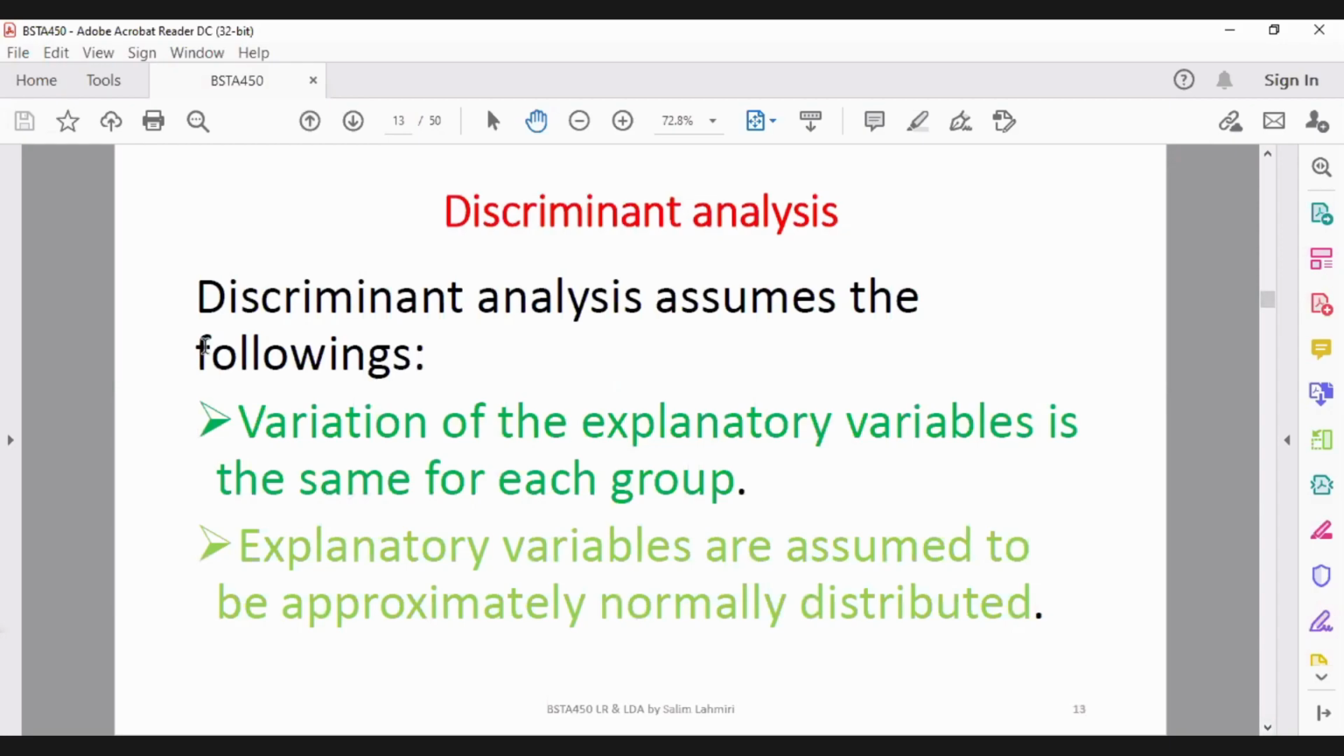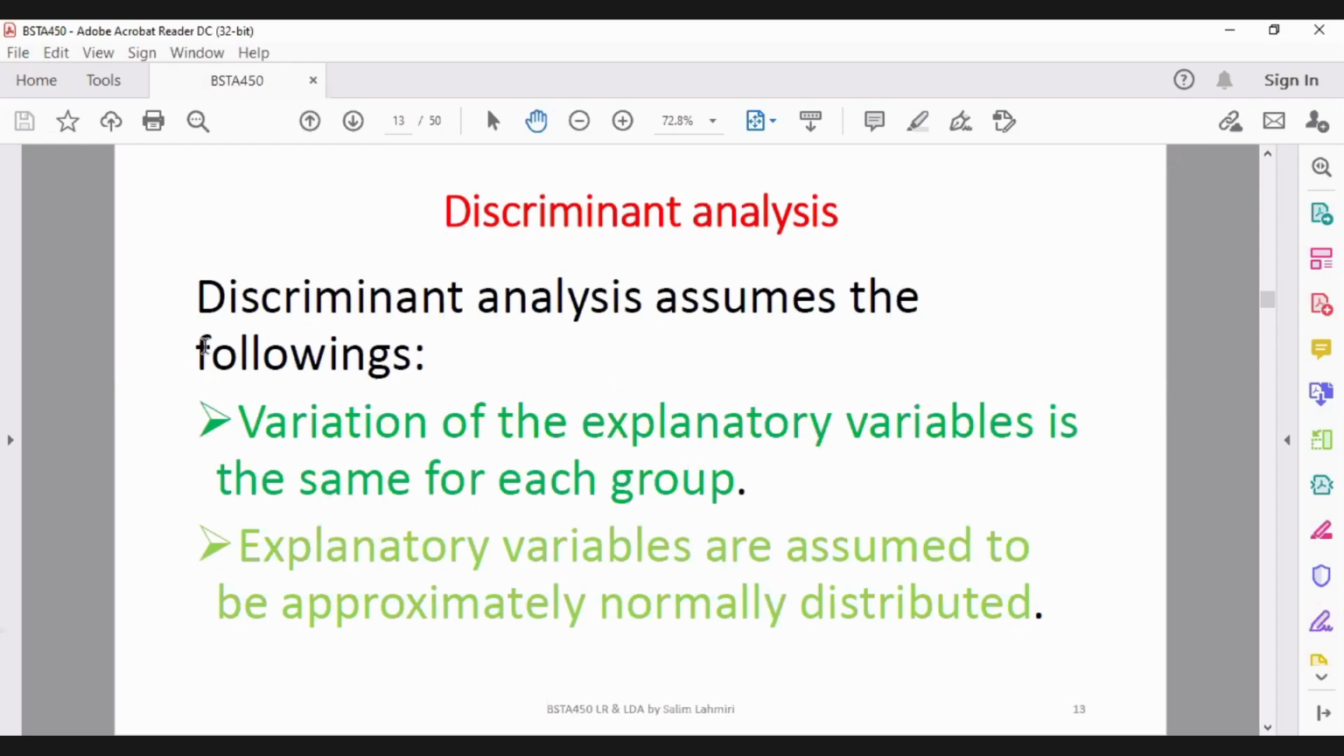So discriminant analysis makes the following assumptions. First one, variation of explanatory variables is the same for each group. So the variation in x's when y is equal to 1 is equal to the variation in x's when y is equal to 0. This is a very strong assumption, which is not always satisfied in real applications.